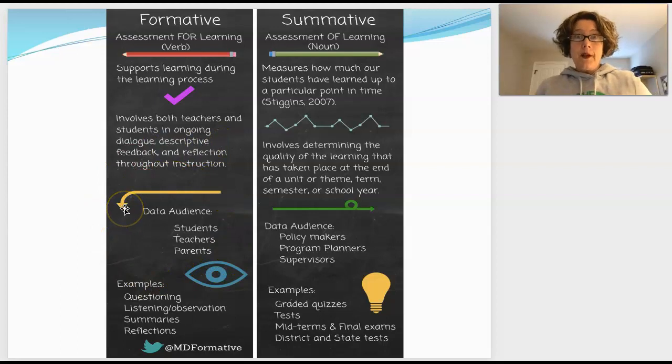You collect some data. Are you getting deer in the headlight looks from your students? Then that's your formative assessment. And then some examples: you question them, you listen, you observe, you make some summaries, and then you reflect.